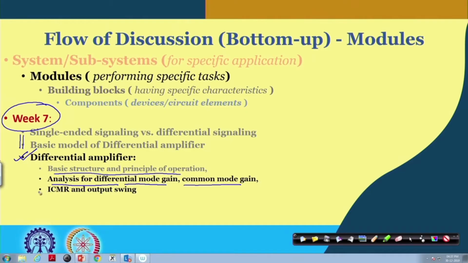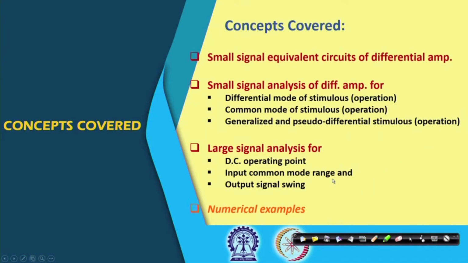And then we will also talk about large signal analysis, from where we can get the possible output signal swing and the range of DC voltage, which is referred to as input common mode range. So, that is the overall plan. The concepts we are going to cover are the following.